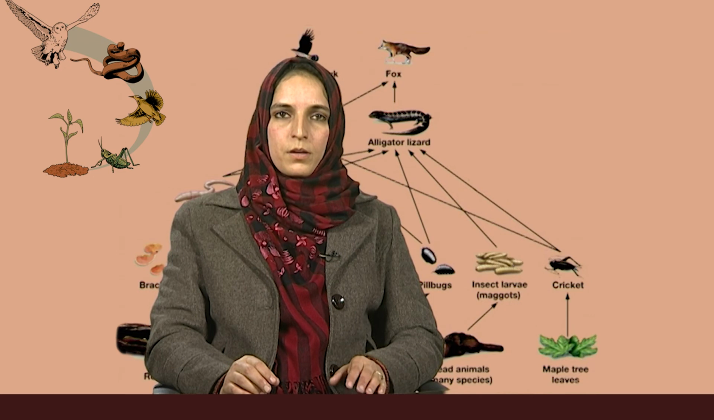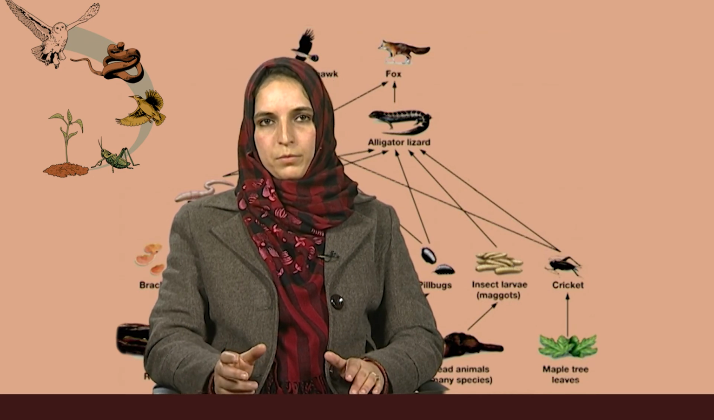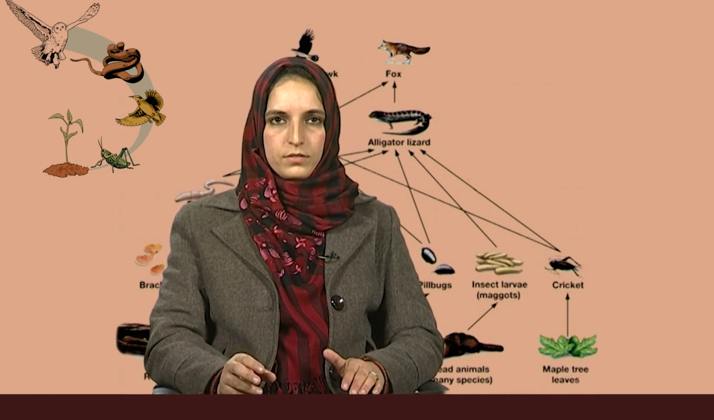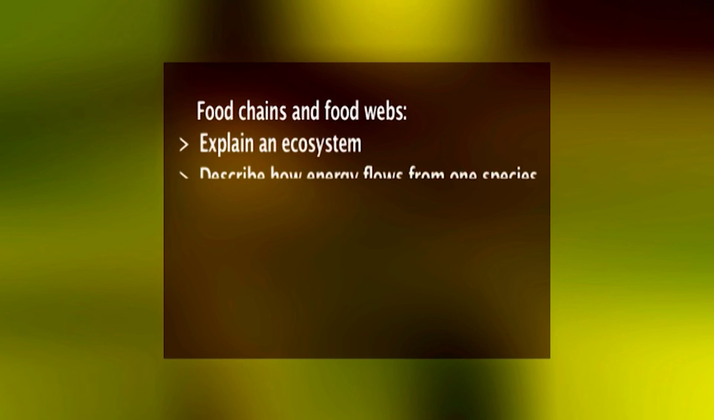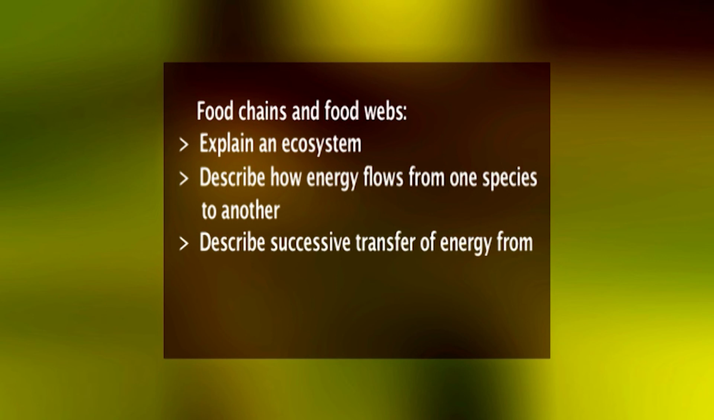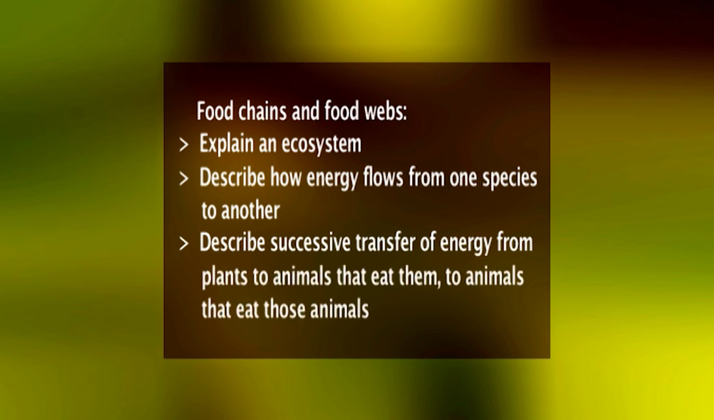Dear students, before I conclude, here is a summary of today's deliberation. Food chains and food webs are methods of explaining an ecosystem because they describe how energy flows from one species to another. Food chains and food webs describe the successive transfer of energy from plants to the animals that eat them, and to the animals that eat those animals, and so on.